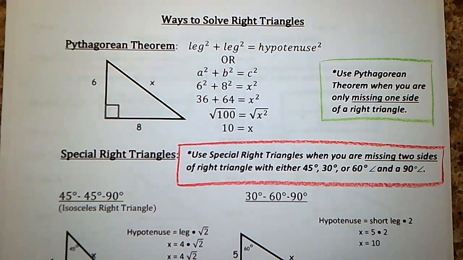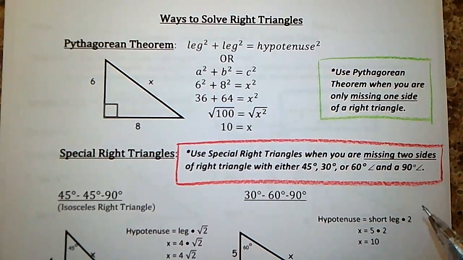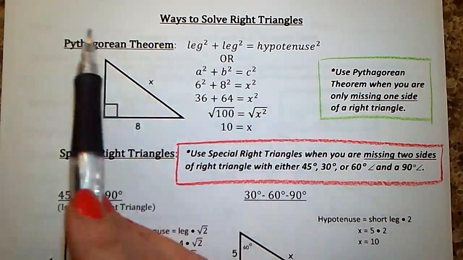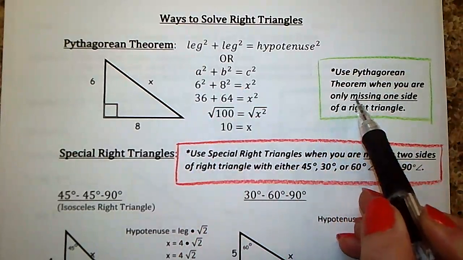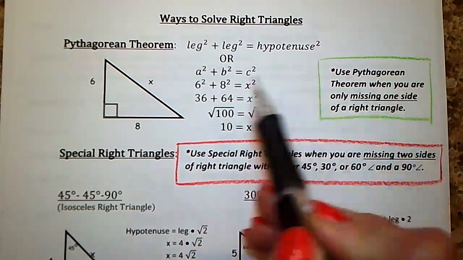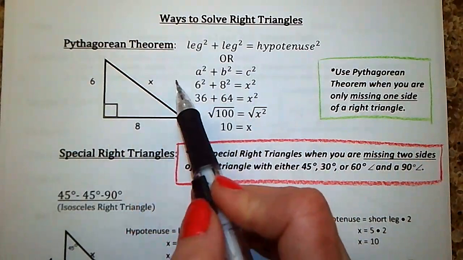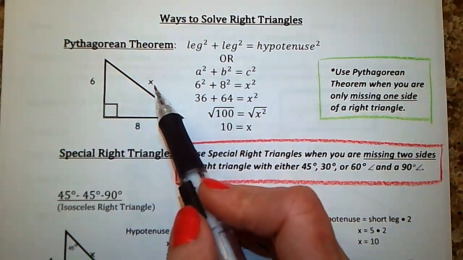Hi guys, today we're going to talk about an additional way to solve right triangles. Let's review the ones that we already have learned about. So, we have already learned about the Pythagorean Theorem. Remember, that is used when you are missing only one side of a right triangle. So when you're only missing one of your three sides, that is when you use the Pythagorean Theorem.